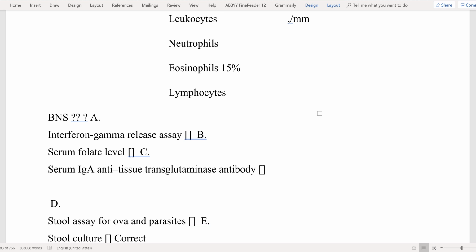So stool culture, we do it when the presentation is acute. Okay. This patient has had her symptoms for the past 3 months. She had decreased appetite, loss of weight, and diarrhea, abdominal pain. But bacterial stool culture is for bacteria, right? Bacterial causes of diarrhea, like E. coli, Salmonella, Shigella, Yersinia, Campylobacter.